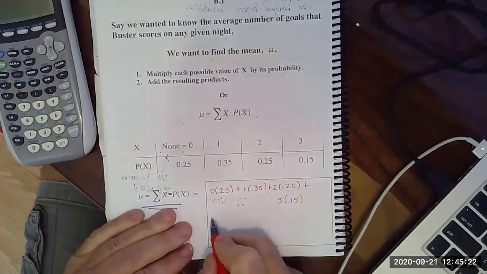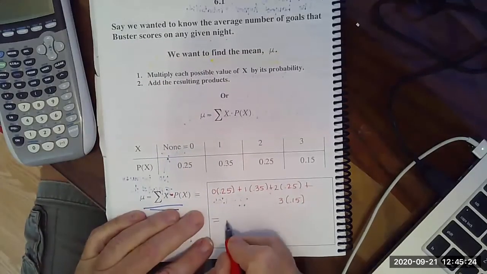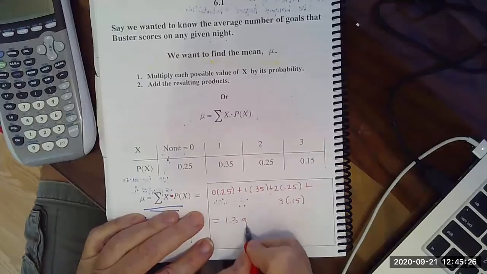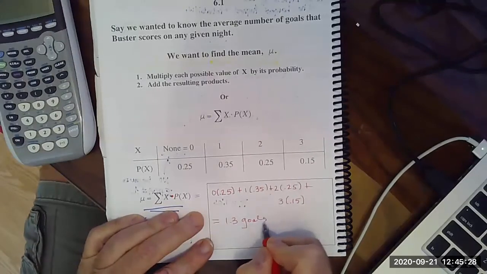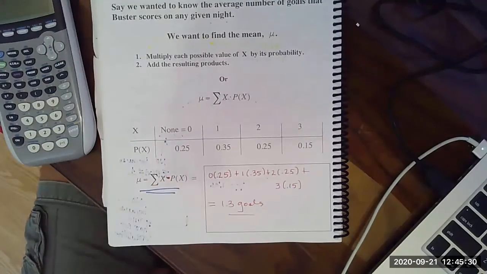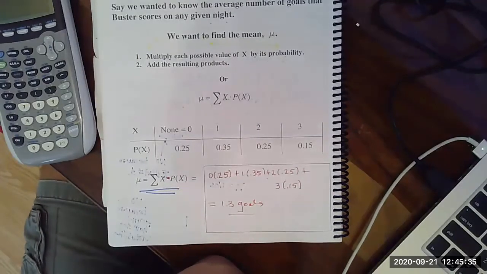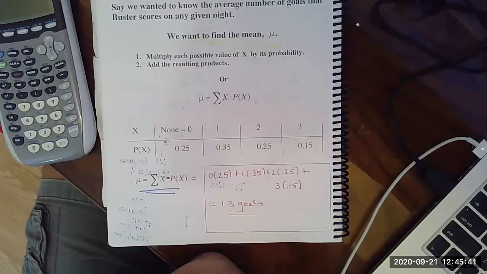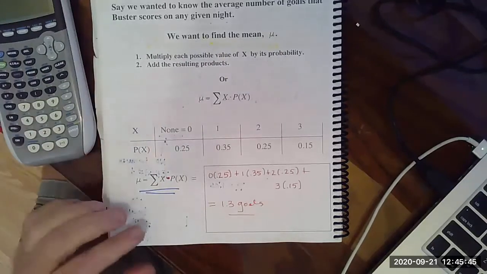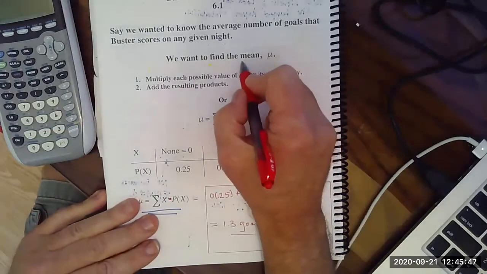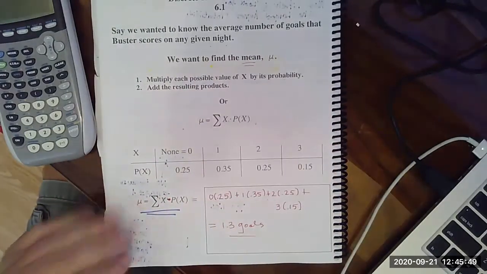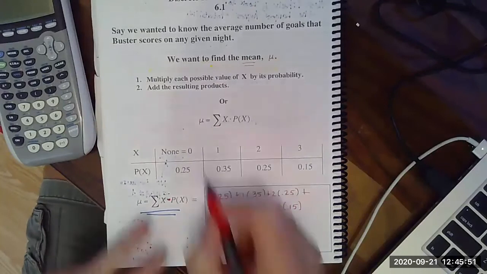So if I haven't committed a careless mistake, 1.3 goals. So on average, Buster will score 1.3 goals, more than one goal, not quite two. It's called the mean. Of course, you know what the mean means, on average. And here's your formula.